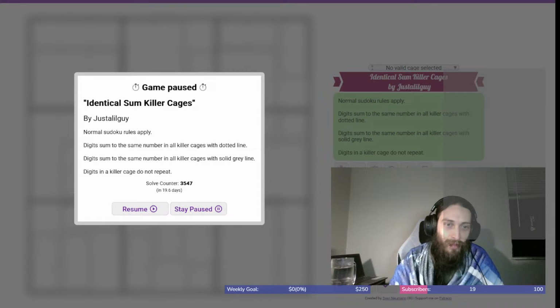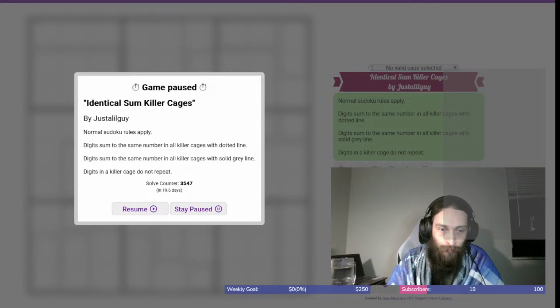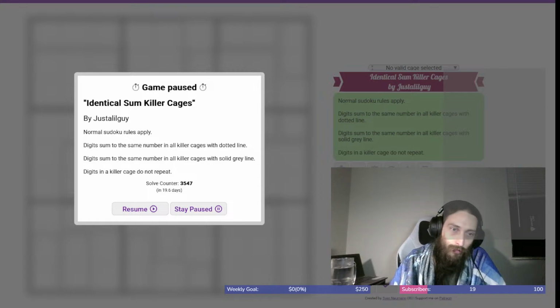Next puzzle. Identical sum, killer cages. Oh, are you ready, Mama? Uh-huh. Alright, next puzzle. Identical sum, killer cages by Just a Little Guy. Normal Sudoku rules apply. Digits sum to the same number in all killer cages with dotted lines. Digits sum to the same number in all killer cages with solid gray lines. Digits in a killer cage do not repeat.